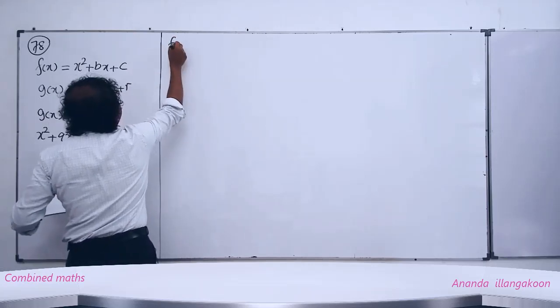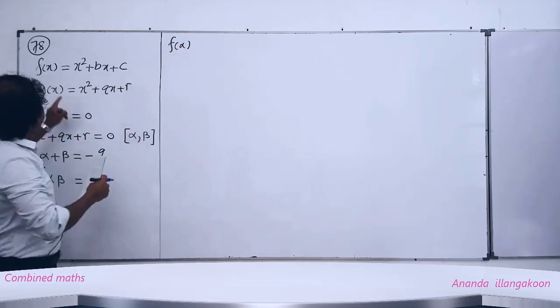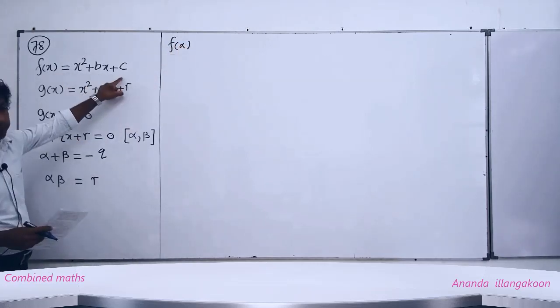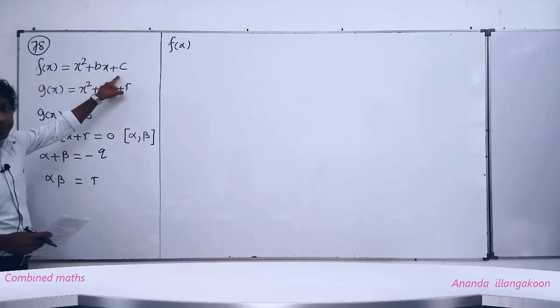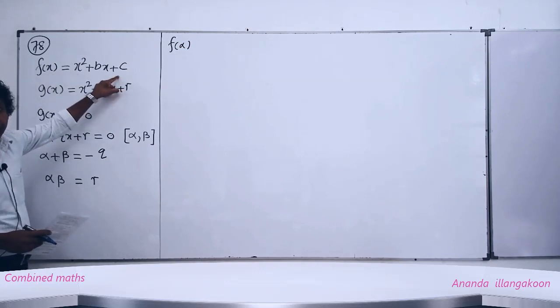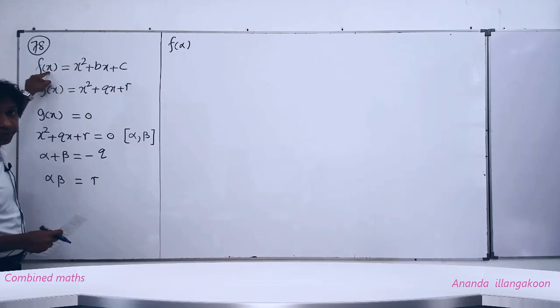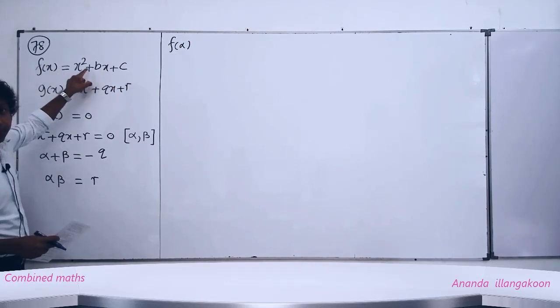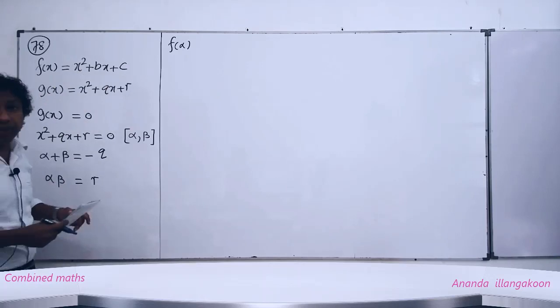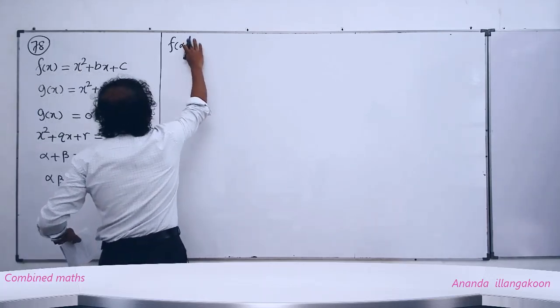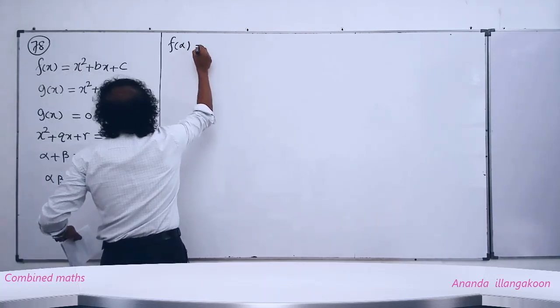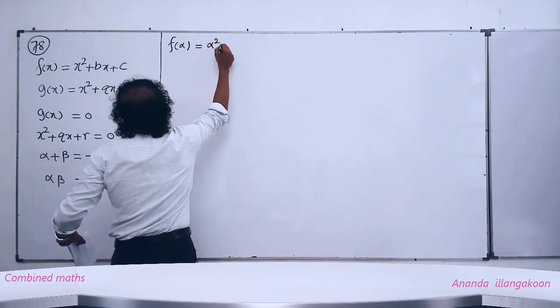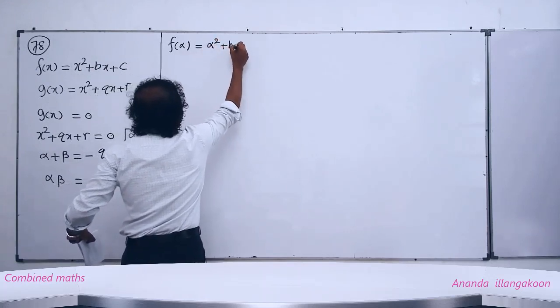Now f(x) is this. If we substitute alpha for x, then we get f(alpha). If you substitute alpha for x on the left hand side, then on the right hand side for every x we have to put alpha. Then we get f(alpha) equals alpha squared plus b alpha plus c.